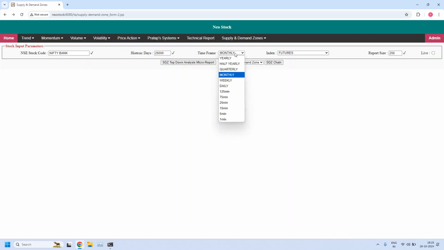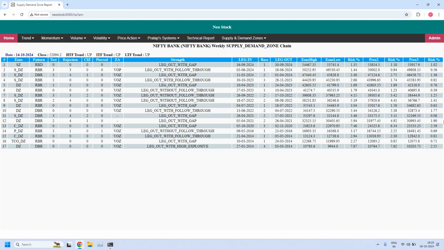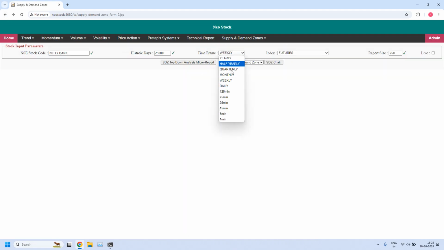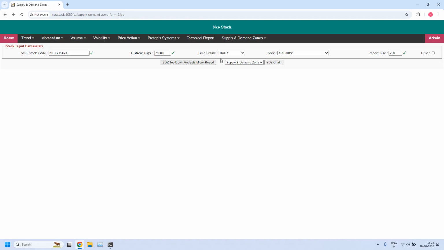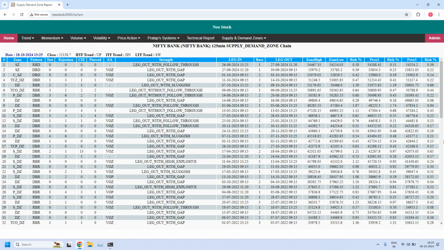Next time frame is weekly, generating weekly supply demand zone chain for BANKNIFTY. Next time frame is daily, generating daily supply demand zone chain for BANKNIFTY. Next time frame is 125 minutes, generating 125 minutes supply demand zone chain for BANKNIFTY.